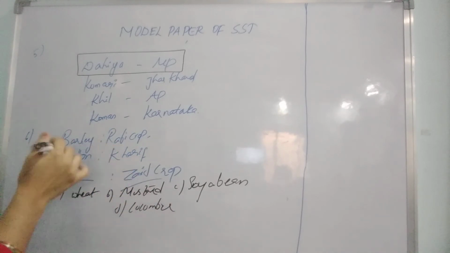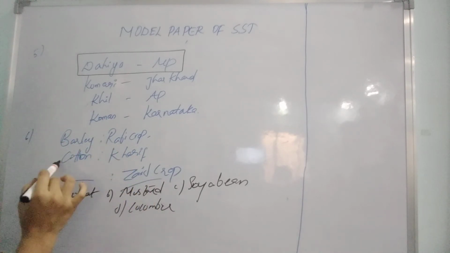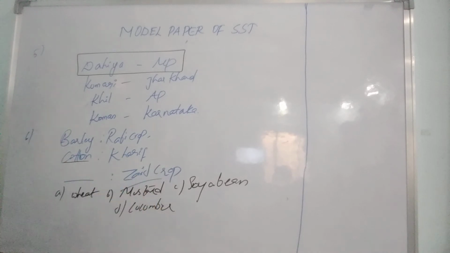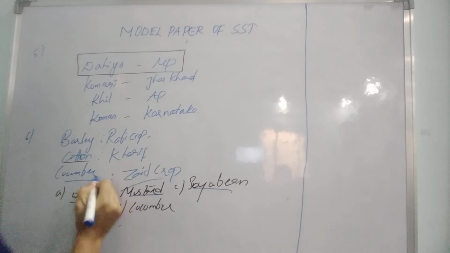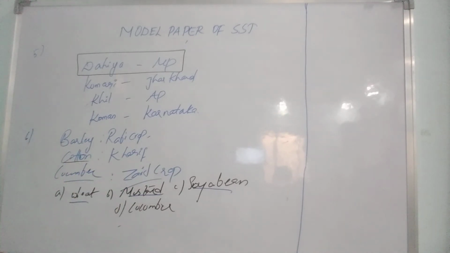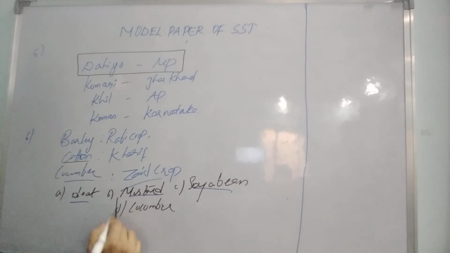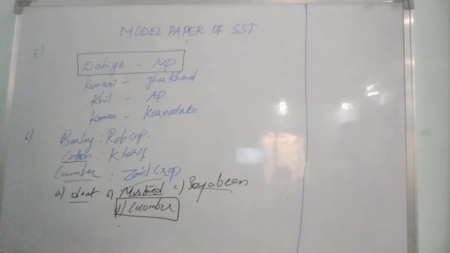In the Rabi, it is barley. In the Kharif, it is cotton. In the Zaid, what is our product? Wheat, mustard, soya bean, and cucumber. Cucumber is the correct answer. Last option D is our correct answer in the Zaid.